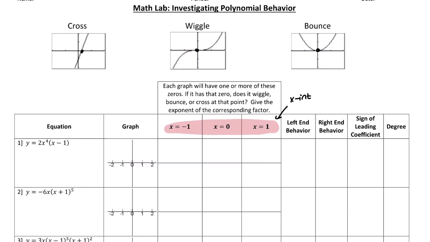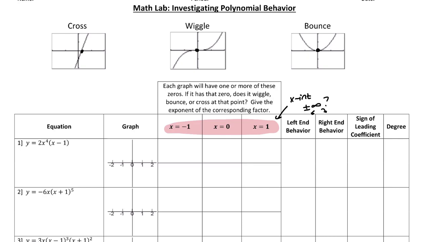So does the graph go down to negative infinity or up to positive infinity for each of these? That's what we're trying to determine. For the sign of the leading coefficient, you look at the very leading coefficient, which in a lot of these cases is a number. Like in the first example, it would be 2. And we want to know, is it positive or negative? Because that'll help us determine the left and right end behavior.